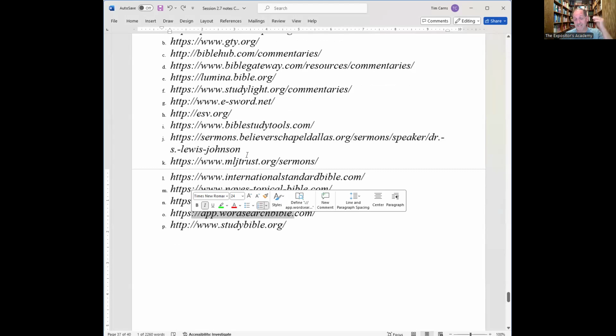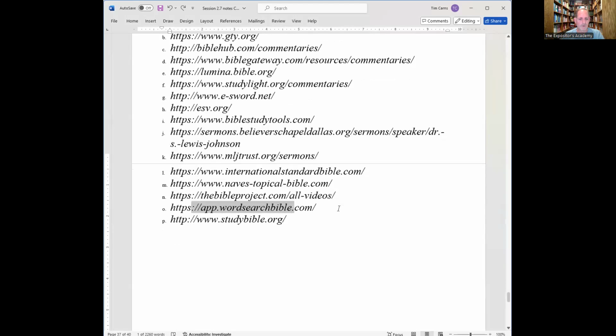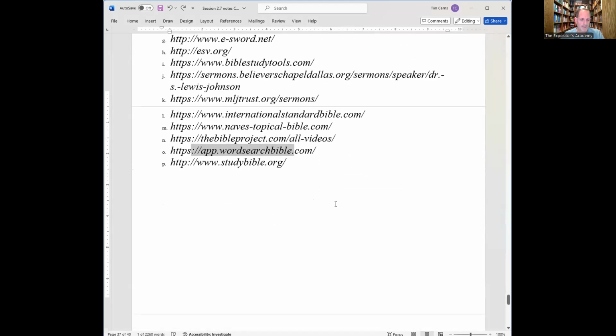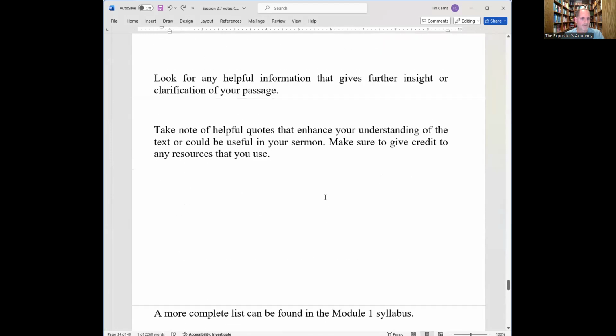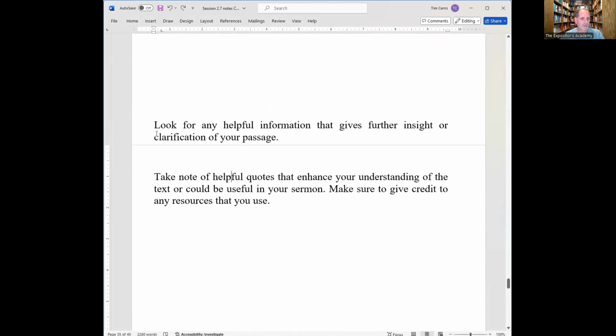And again, there's a more extensive list given in the Module 1 syllabus. I might have even put it in Module 2, but I think Module 1, go back to that syllabus. Okay. Now, how to use those resources. This is what I typically do: look for any helpful information that gives you further insight or clarification of your passage. Take note of helpful quotes, etc.